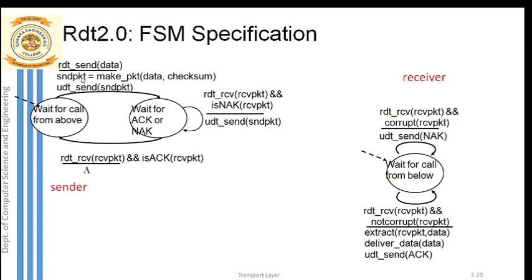Add the checksum along with the data, and that packet you now have to send to the network layer at the sending side. So UDT send is the operation to send the packet to the network layer. And you see here, once the packet is sent to the network layer at the sender side, the sender will go to the new state. And what is that state this time? Waiting for the acknowledgement to arrive.